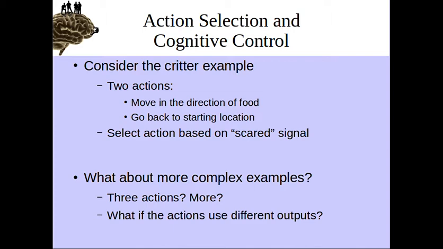I mentioned at the end of that chunk that that's not going to scale well. What about more complex examples? What if you have 3 different actions you're choosing between? What if you have 4 different actions? The example that we did worked really well because there were two things it could do, either go towards the food or not. Things are going to get much more complicated if we have more actions. So we want to be able to scale up from that. How are we going to do this?